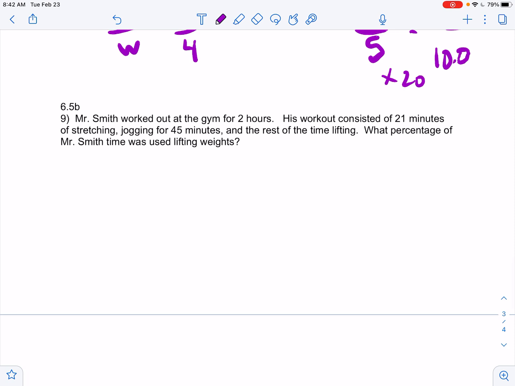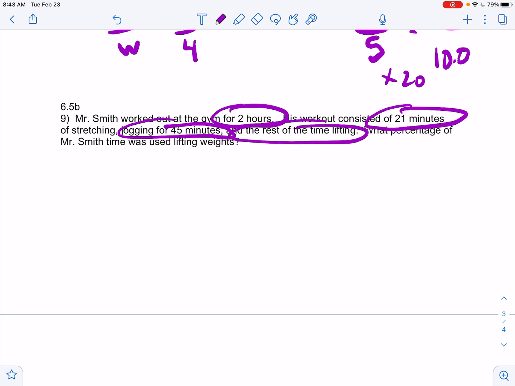Mr. Smith worked out at the gym for 2 hours. His workout consists of 21 minutes of stretching, 45 minutes of jogging, and the rest of the time lifting. What percentage of Mr. Smith's time was using lifting weights? Okay, so here, he worked out for 2 hours, and they're giving us minutes for those, and we're solving for percentage.